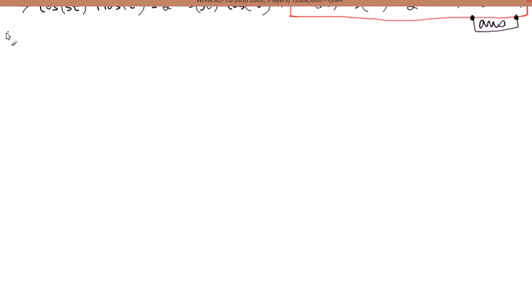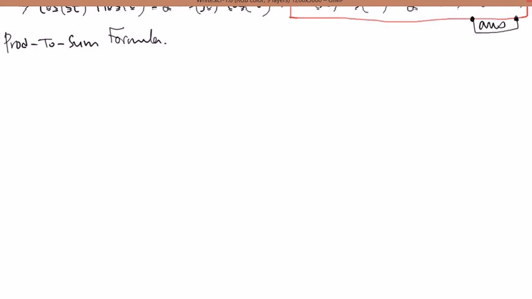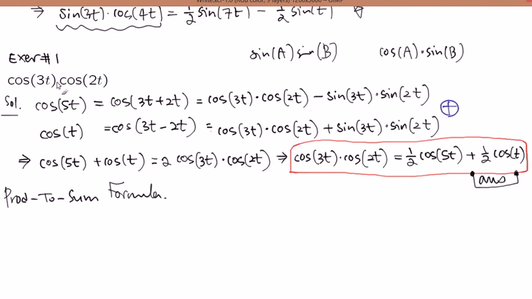This is called the product to sum formula. But if you look at what we just did, I hope that makes sense. Here's a product of two trigonometric functions, right? And it turned into a sum of trigonometric functions, right? It's just a product to sum formula.